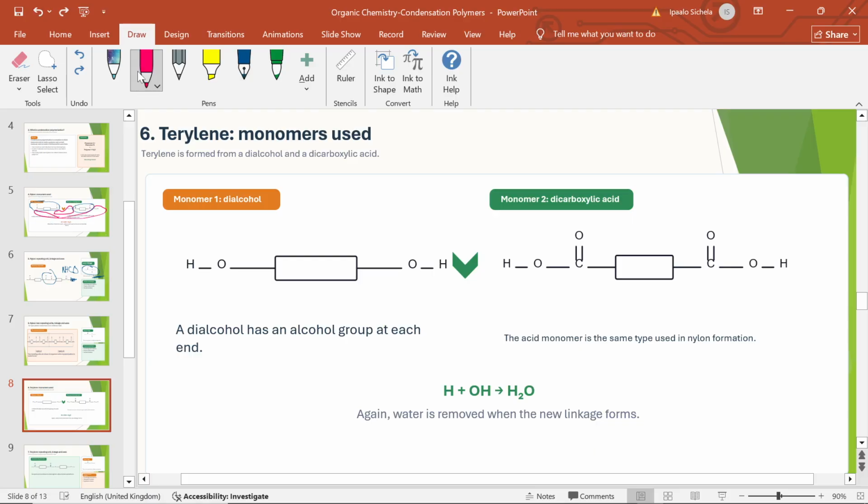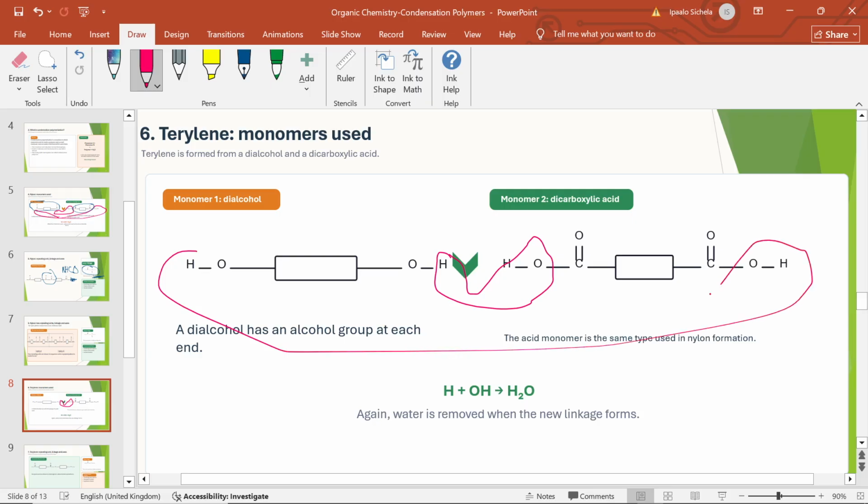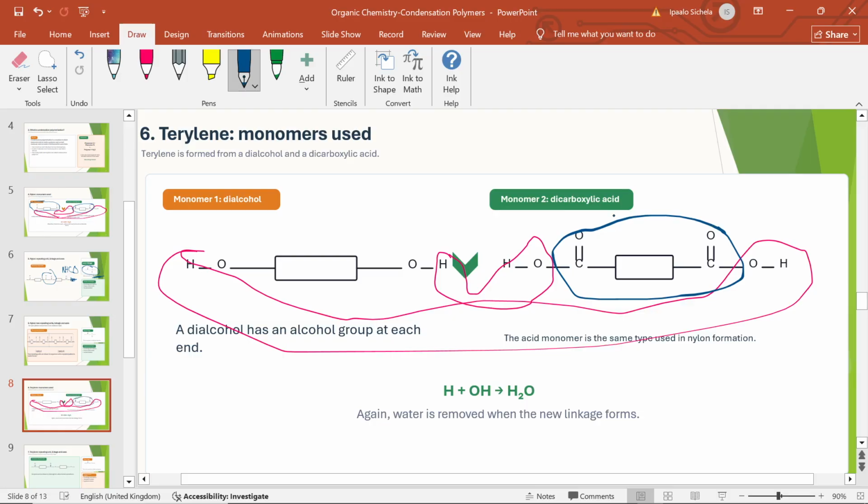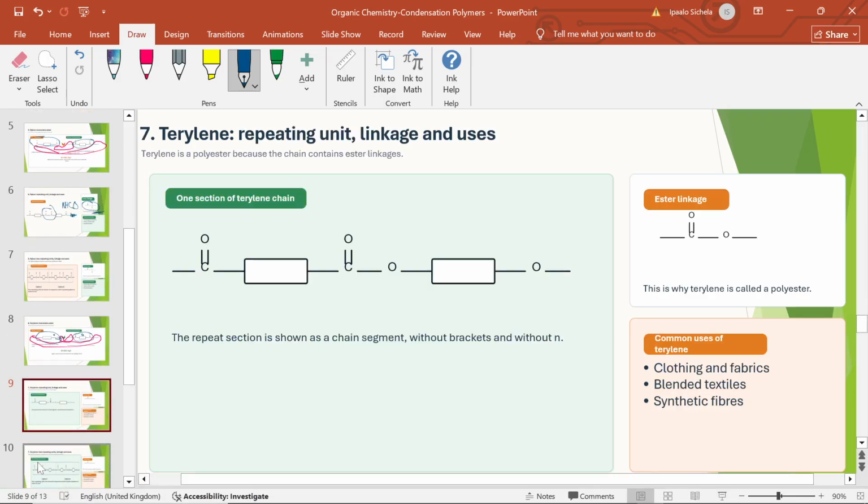This is what is going to happen. The dialcohol will contribute H, while the dicarboxylic acid will contribute hydroxide. Then whatever remains is terylene. So what you're going to do is first write whatever is remaining for the dicarboxylic acid and add whatever is remaining for the dialcohol. Then you have terylene. That's 1 repeating unit of terylene, and it will look like this.